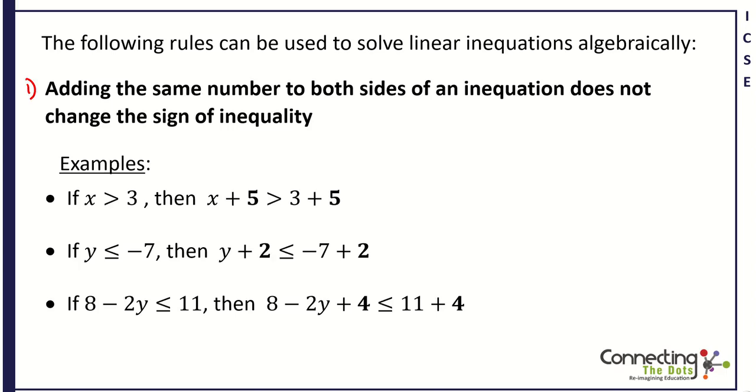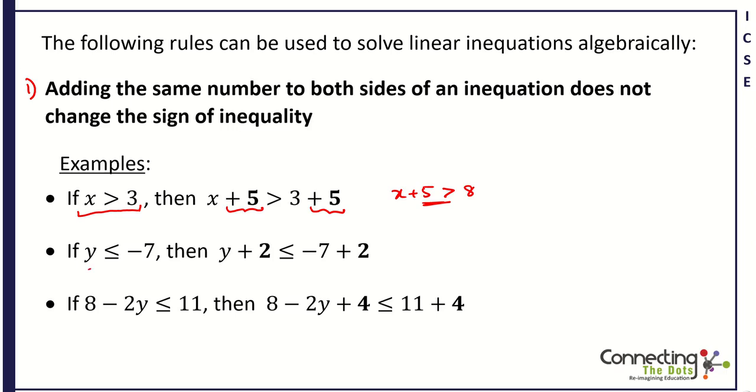Adding the same number to both sides of an inequation does not change the sign of inequality. What does it mean? If you start with an inequation, x is greater than 3, and if 5 is added to both sides of the inequation, remember we have to add the same number to both sides. So I have added 5 to both sides of the inequation. So if x is greater than 3, it follows that x plus 5 is greater than 3 plus 5. So we can conclude that x plus 5 is greater than 8.